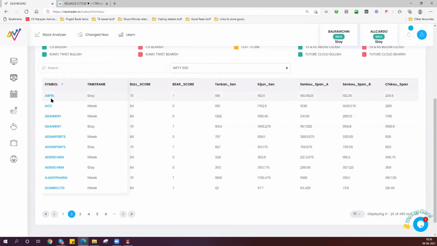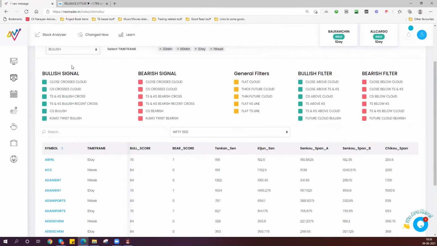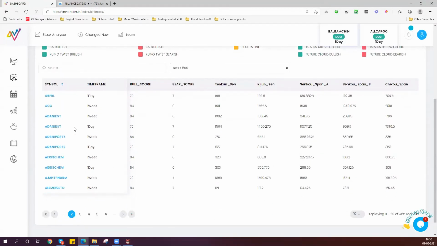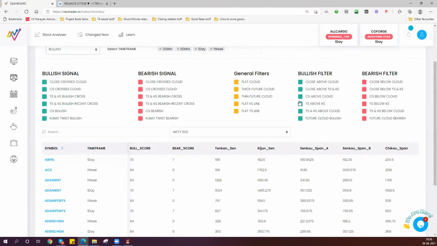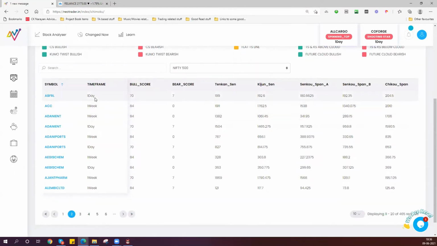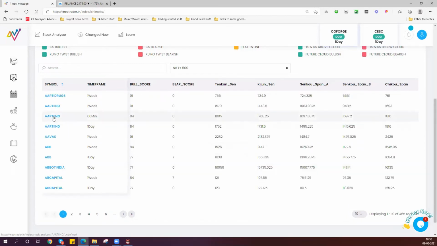For example, ABFRL, bullish criteria, we have chosen bullish here, right? So ABFRL meets all these 6 criteria only on the daily time frame. Now that is one piece of information about the trend of ABFRL. Similarly, ACC is meeting this only in the weekly time frame, right? And if you go down and let's say see some other stock, then here you got something like Aarti Industries. Now you can see Aarti Industries is meeting the criteria in a daily, in a weekly, and in the 60-minute.